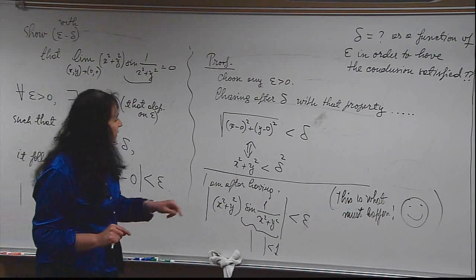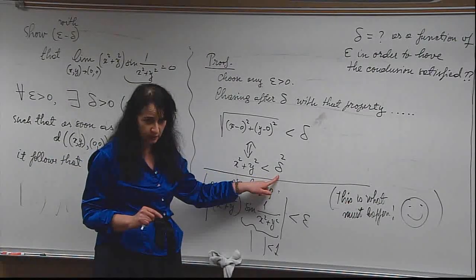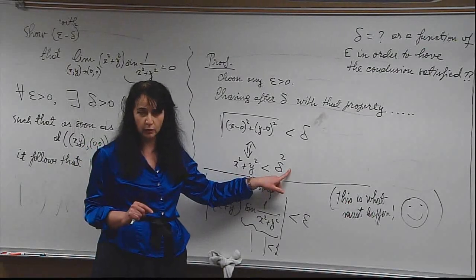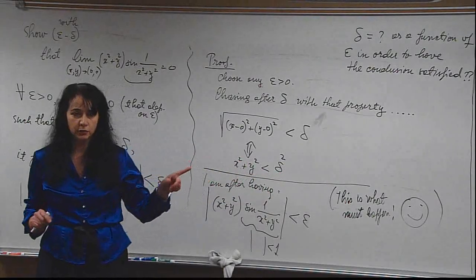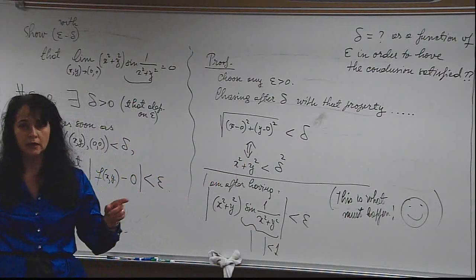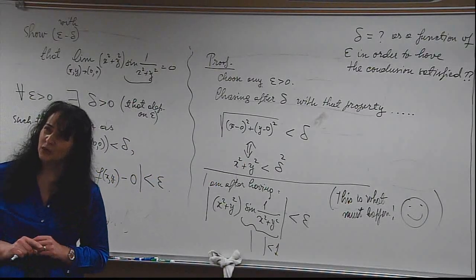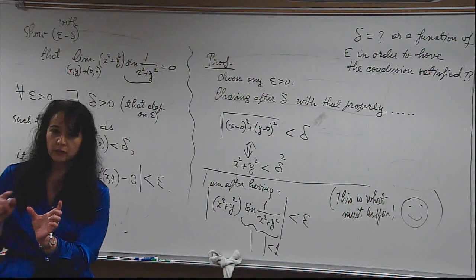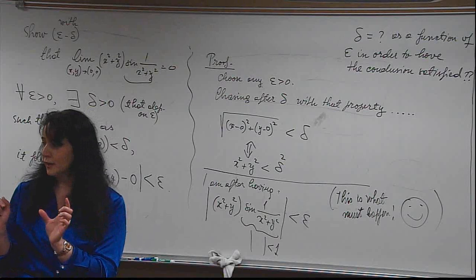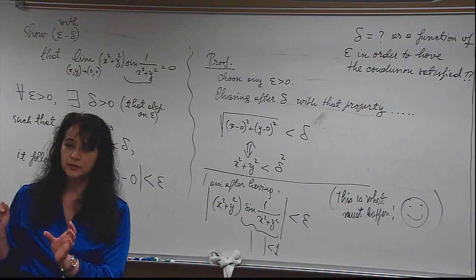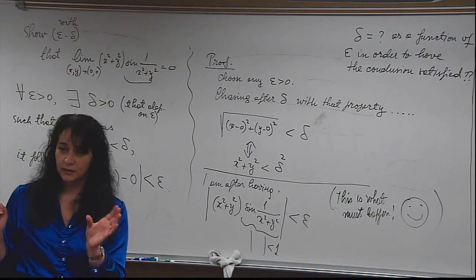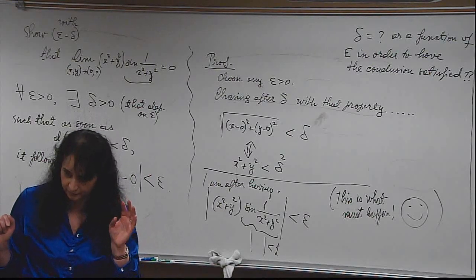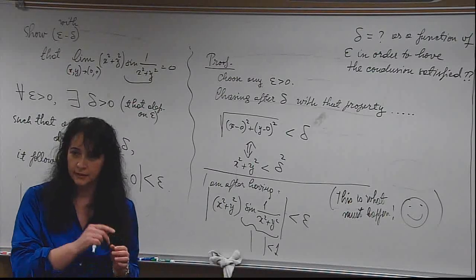Well, let's see. If I take delta to be epsilon, then x squared plus y squared would be less than epsilon squared. Now, the question is: is epsilon squared less than epsilon? Not always. If epsilon is between 0 and 1, then epsilon squared is less than epsilon. But if I choose epsilon to be greater than 1, then epsilon squared is greater than 1 and greater than epsilon.